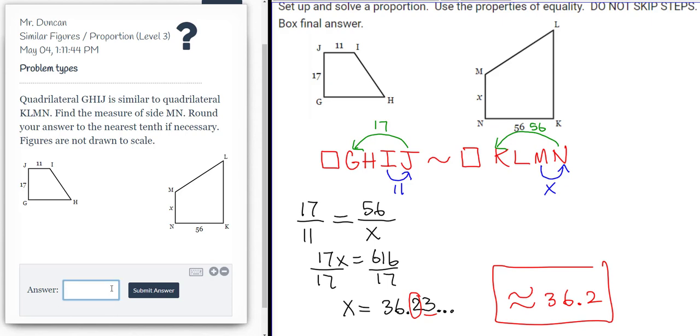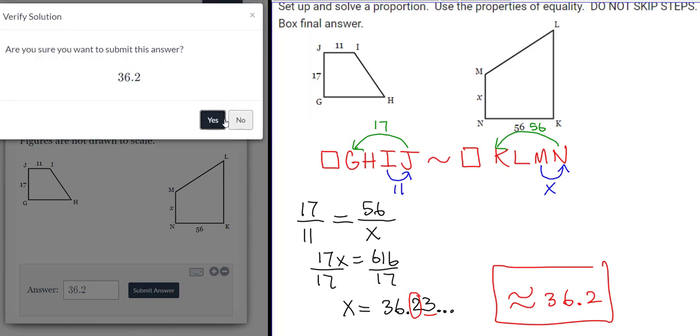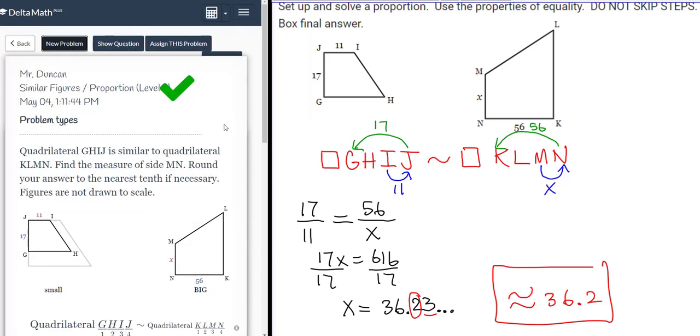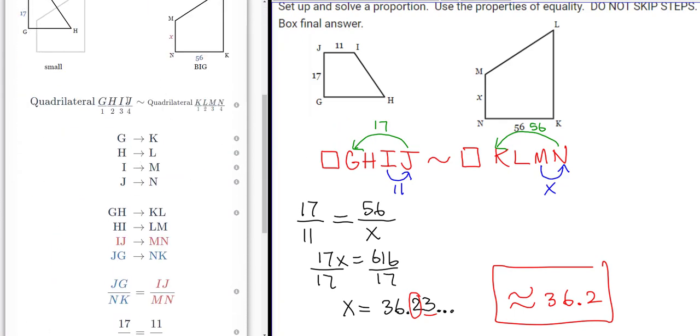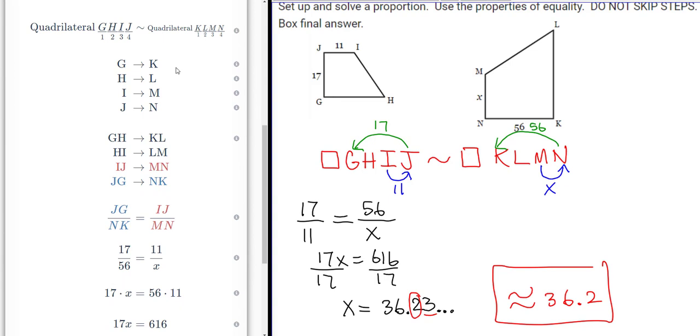And let's plug it in and see how we did. 36.2. We're good to go. Let's see what Delta Math did. So it looks like they set it up as a similarity statement to GHIJ, and then they did KLMN. Kind of did the same deal. Personally, I think this is a little bit easier, but this might be easier for you. If you want to take a closer look, just pause the video and see what Delta Math does there.